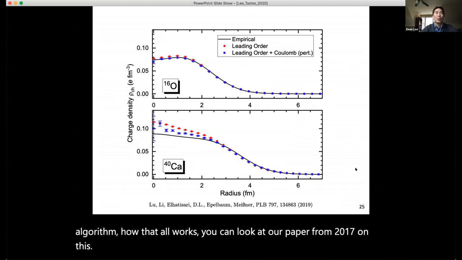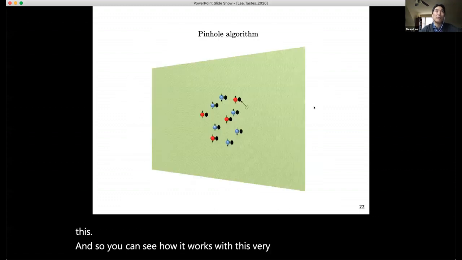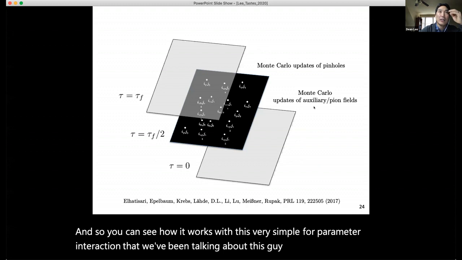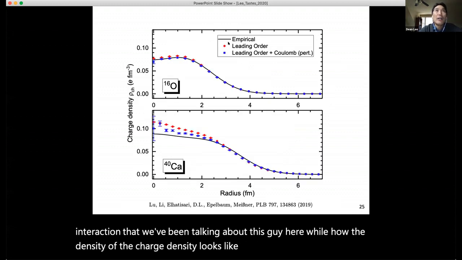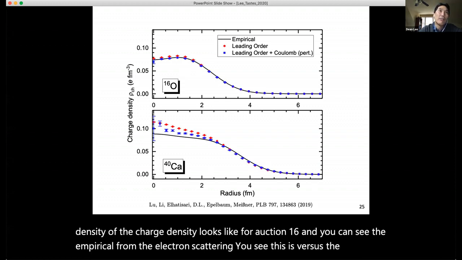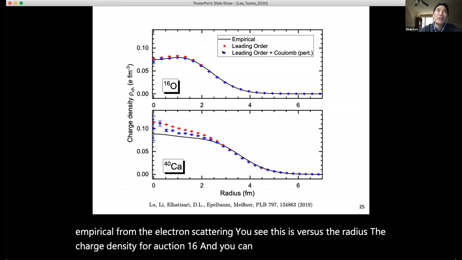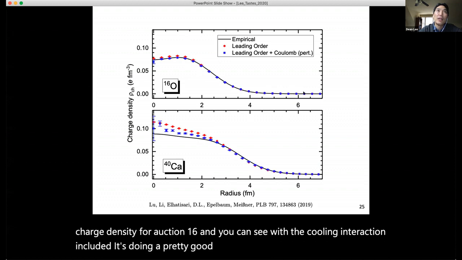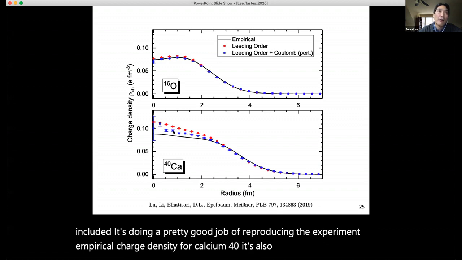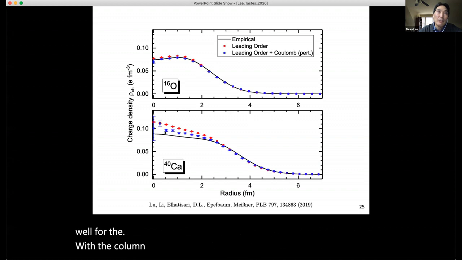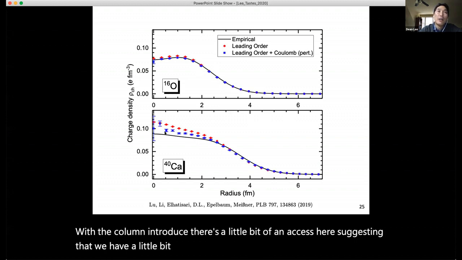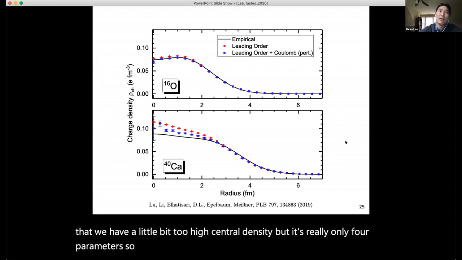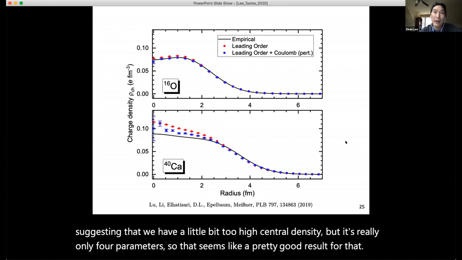And so you can see how it works with this very simple 4-parameter interaction that we've been talking about, this guy here, how the charge density looks like for oxygen 16. And you can see the empirical from the electron scattering. You see this is versus the radius, the charge density for oxygen 16. And you can see with the Coulomb interaction included, it's doing a pretty good job of reproducing the empirical charge density for calcium 40. It's also doing relatively well with the Coulomb introduced. There's a little bit of an excess here, suggesting that we have a little bit too high central density, but it's really only 4 parameters, so that seems like a pretty good result for this leading order calculation.